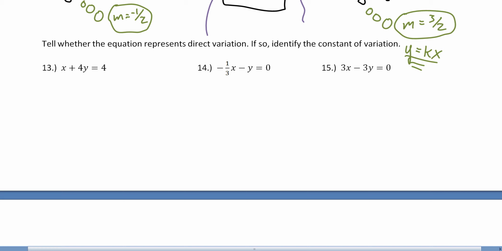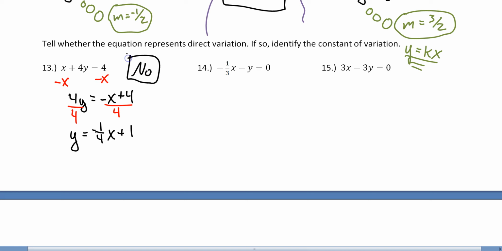So if I want to solve this first one for y, I go ahead and subtract the x from each side. And then I divide each side by the 4. I use my distributive property one more time, so that's a negative 1/4 x plus 1. And when I look at this, it's in y equals mx plus b format, but it has a y-intercept of 1. It doesn't go through the origin. It's not in the form y equals kx, so this one's not direct variation. Okay? So the answer is no for this one.